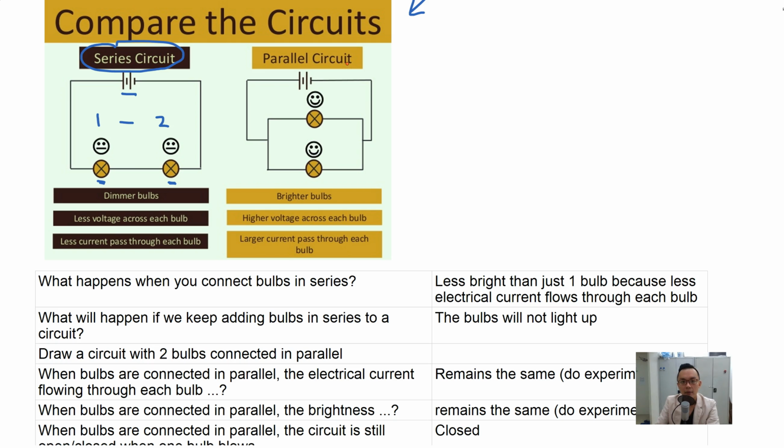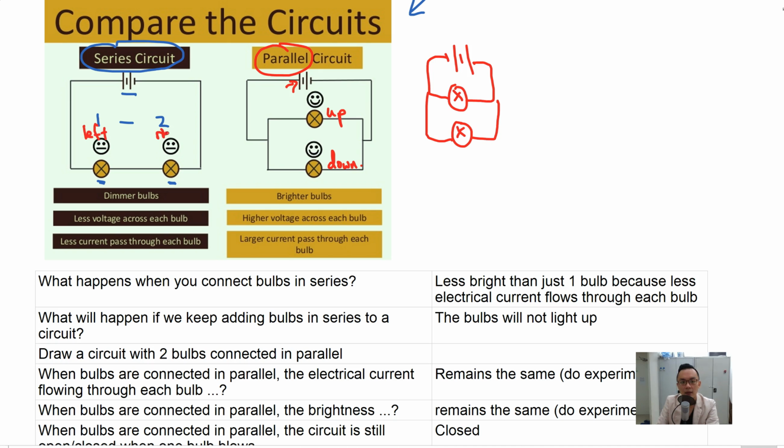But a parallel circuit, same thing, you have the batteries or dry cells here. The bulbs are not connected left and right, they are connected up and down. Okay, so another simple parallel circuit will also look like this. So you have a bulb, and then it will come back, and it will come back. So a series circuit is left, right, but a parallel is up and down.